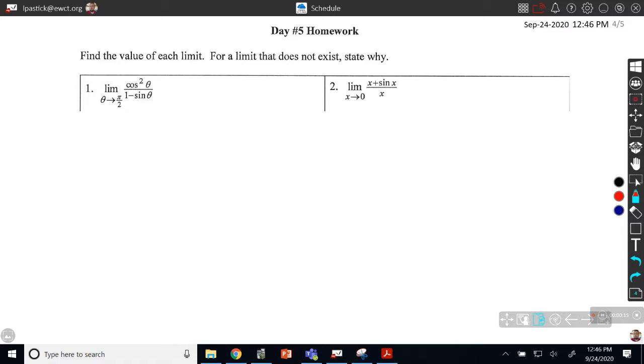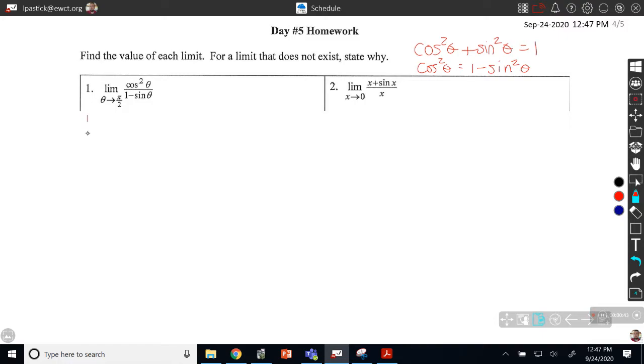So without further ado, we're going to need to know the Pythagorean identity. If you don't know that, you're going to need to know that. And from that, we can rewrite cosine squared theta as 1 minus sine squared theta if we solve for cosine squared theta. So that's also true. So you can see why I did that, I think, over here.